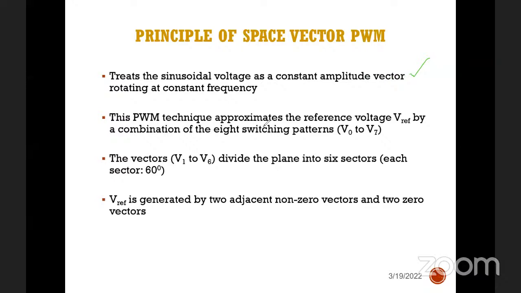So this PWM technique approximates the voltage references to eight approximations, which is nothing but eight switching states. Those are known as switching states or switching vectors, V1 to V6. This will divide the plane into six sectors. How it divides the plane, we are going to see.